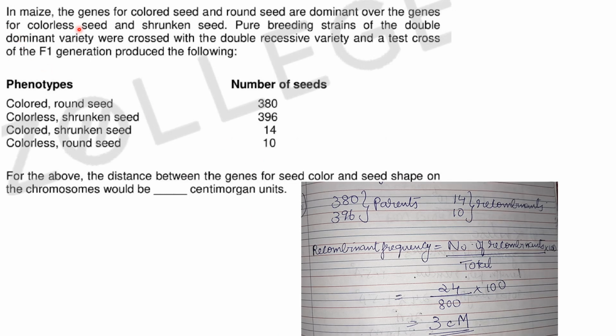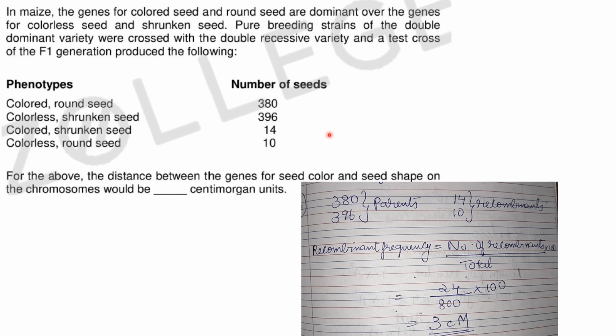Then next one. In maize, the genes for colored seed and round seed are dominant over the genes for colorless seed and shrunken seed. Pure breeding strains of the double dominant variety were crossed with the double recessive variety, and a test cross of the F1 generation produced the following. Colored round seeds 380, colorless shrunken seed 396, colored shrunken seed 14 and colorless round seeds 10. From the above, distance between the genes for seed color and seed shape on the chromosome would be dash centimorgan units.